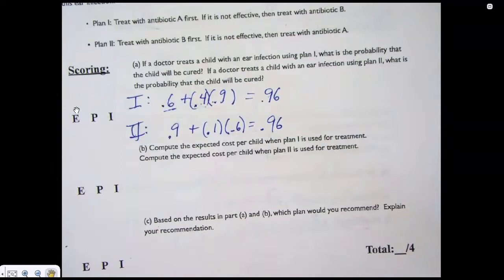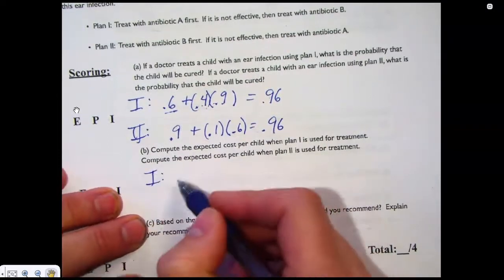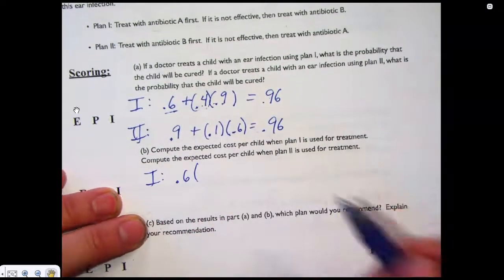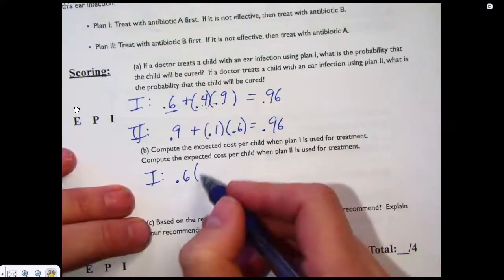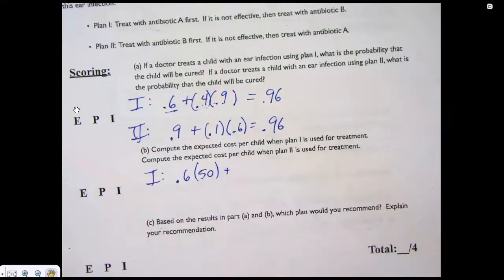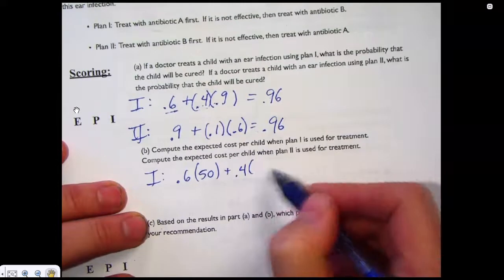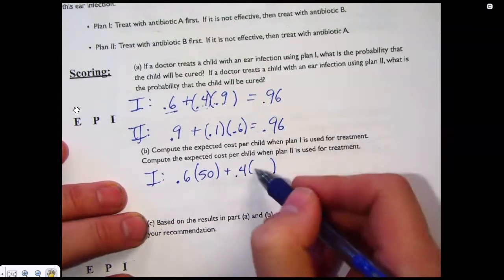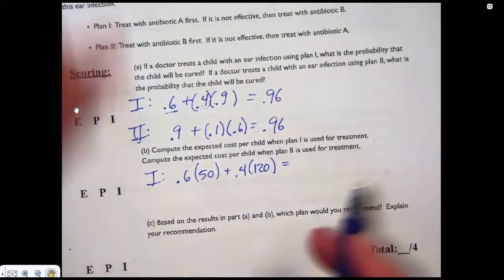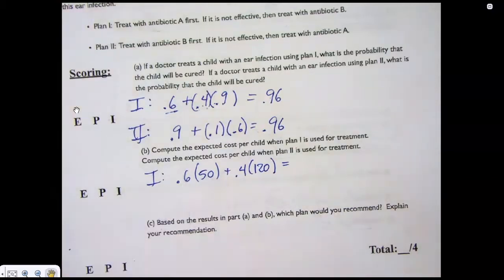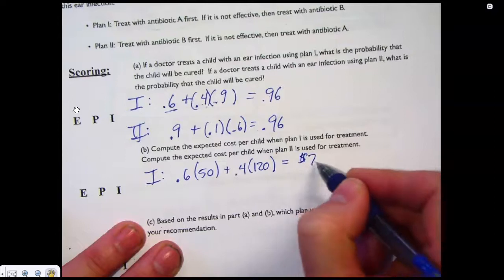Expected cost for plan 1. So plan 1, there's a 60% chance that the first treatment worked. If that's the case, we paid $50 and we stopped. We're done. We don't have to pay anything else. But there's also a 40% chance that we have to pay a total of $120, because if the first doctor didn't work, we have to also go to the second one. We don't get a refund from the first one. So our expected cost here is $78.